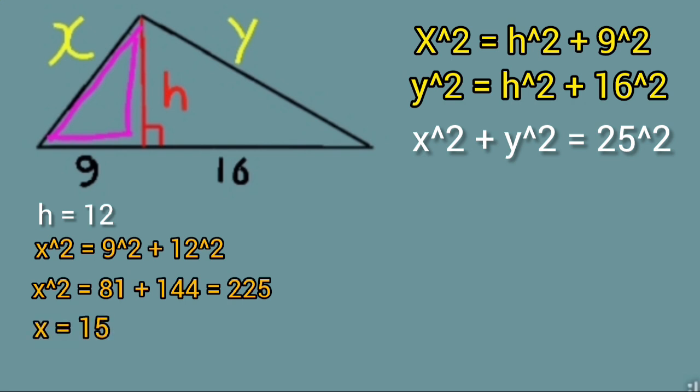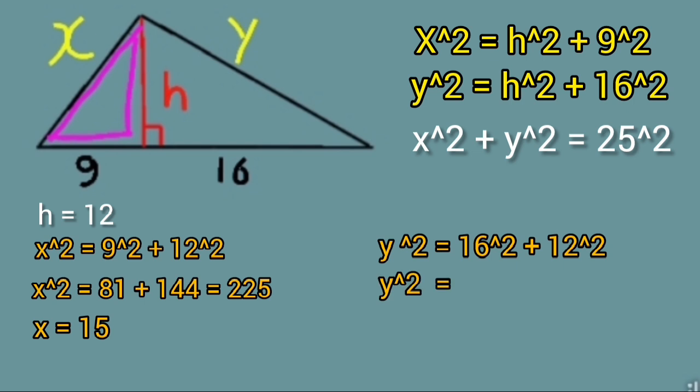Now let's find the second side using the second equation. We can write it like y squared equals 16 squared plus 12 squared, which will be y squared equals 256 plus 144, which is 400. Now square root both sides, and we will get y equals 20.